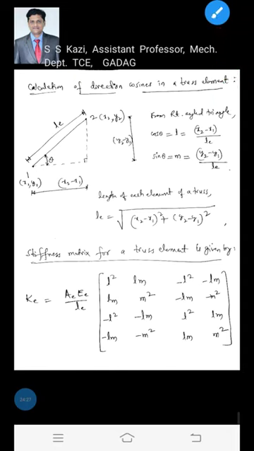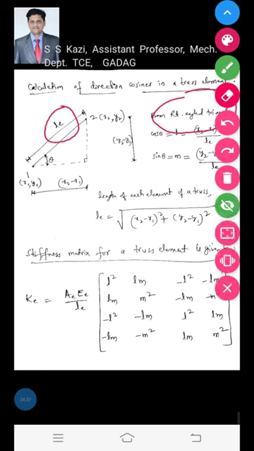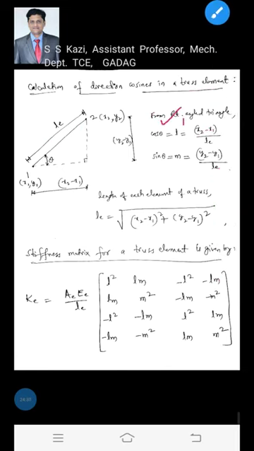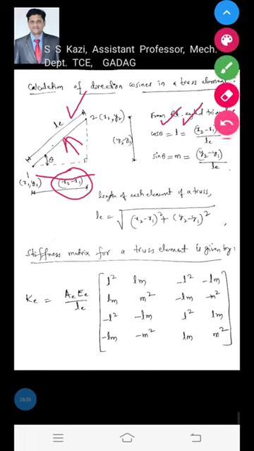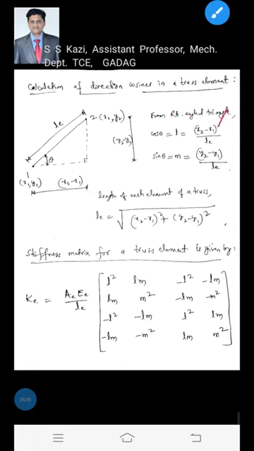Now from this right angle triangle we will deduce the equations for LE, the length of the element, and the direction cosines l and m. From the right angled triangle, what is cos theta? We know one of the direction cosines, that is l. Cos theta is equal to adjacent by hypotenuse. The adjacent is x2 minus x1, divided by the hypotenuse, which is LE, opposite to the 90 degrees angle. So cos theta is x2 minus x1 by LE.